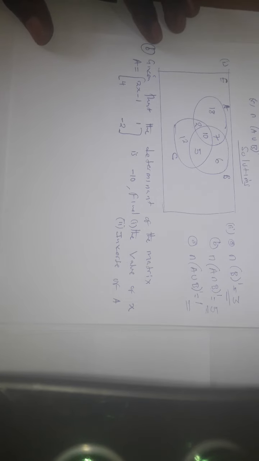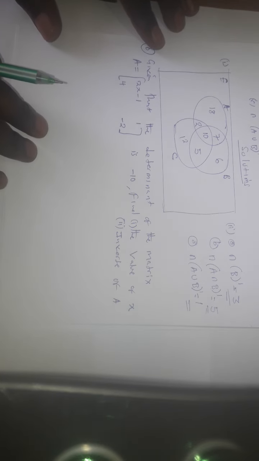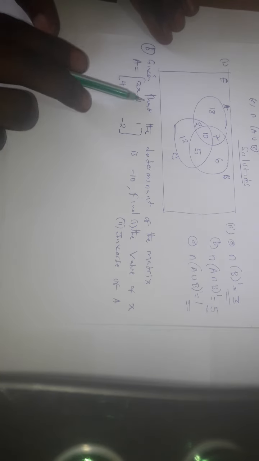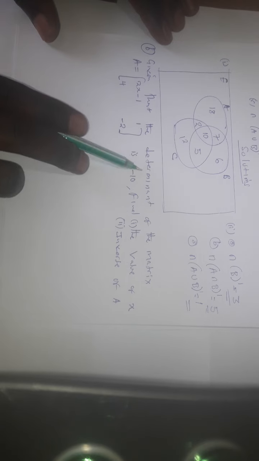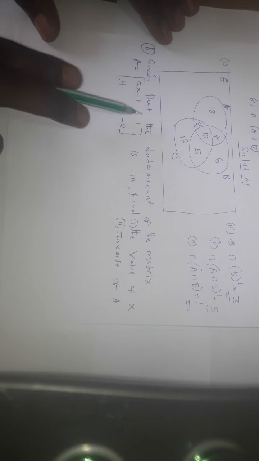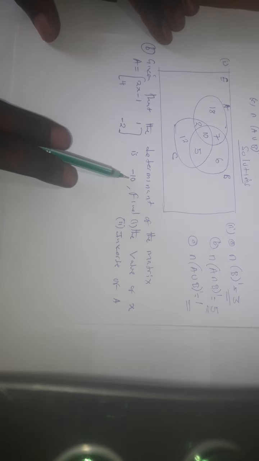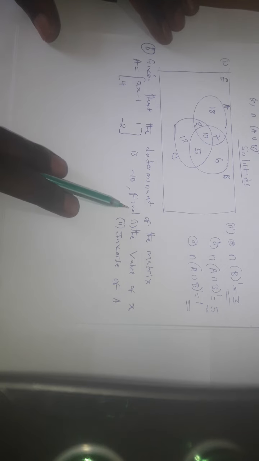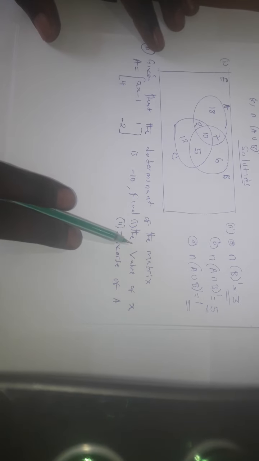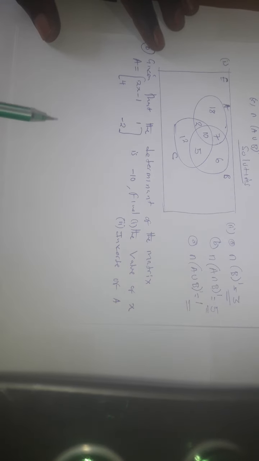Okay, so we continue with question 4b. So question 4 reads: given that the determinant of the matrix A with elements 2x minus 1, 1, 4, negative 2 is negative 10, find 1, the value of x, then 2, the inverse of A.